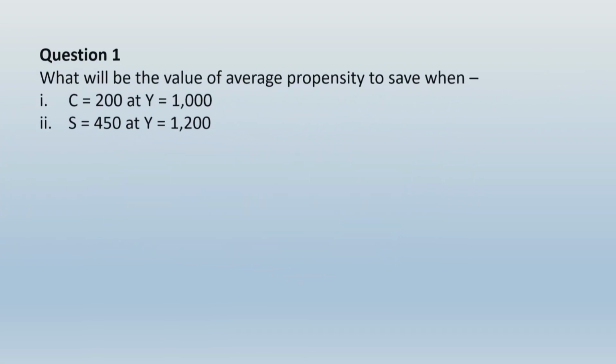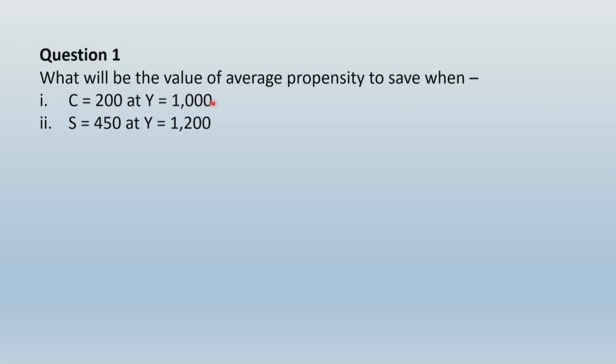Let us move ahead and take up questions based on what we have discussed, beginning with question number 1. So the first question reads like this: what will be the value of average propensity to save when they have given two cases? One is C equals to 200 and Y equals to 1000.